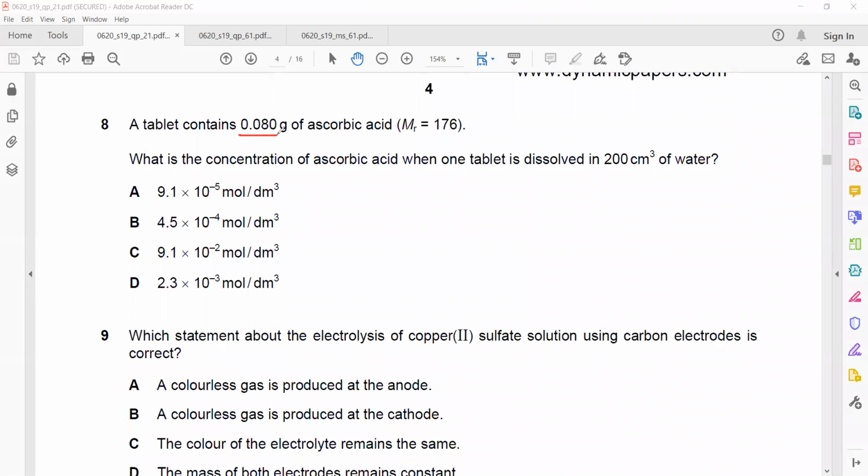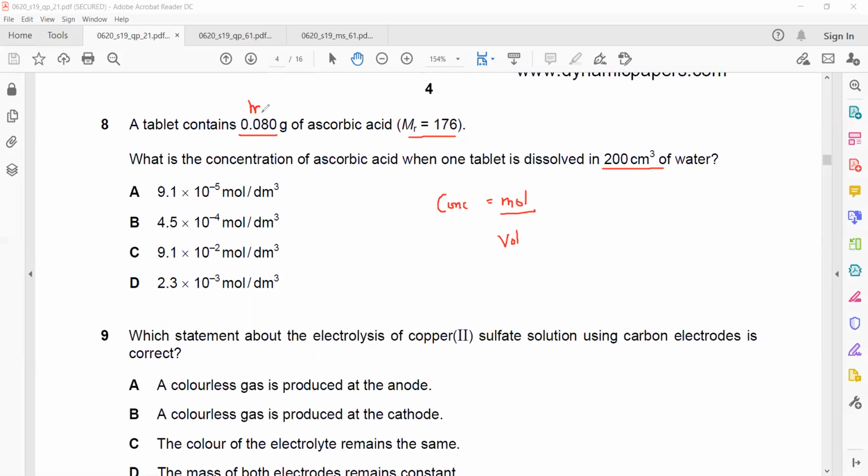A tablet contains 0.08 grams of ascorbic acid, and the relative molecular mass of ascorbic acid is 176. What is the concentration of ascorbic acid when one tablet is dissolved in 200 cm cube? So to find the concentration, what we need is moles divided by volume.